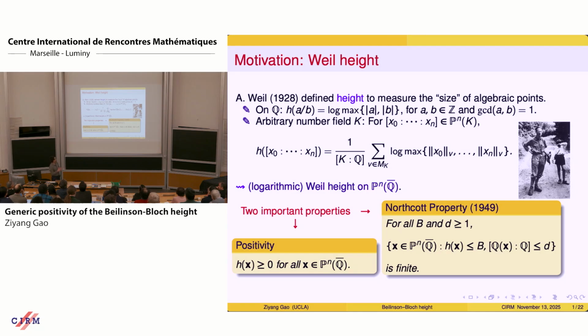So first of all, I want to start with something simple. I guess most of you know what a height function is, but still let me repeat a little bit more. The height function was introduced by André Weil in his PhD thesis, and the goal is to measure the size of rational numbers or algebraic numbers. So for a rational number a over b, this height is just the log of the max of the numerator and the denominator, taking the absolute value. And the definition generalizes to any algebraic number by this formula.